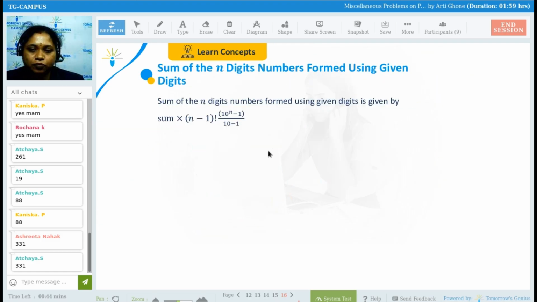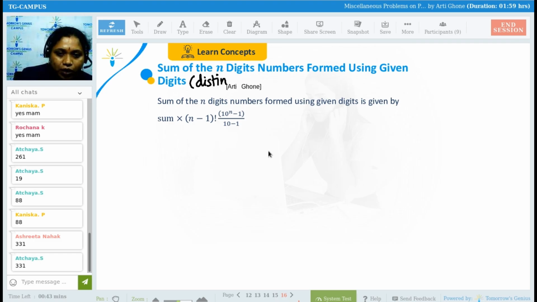Sum of n digit numbers formed using the given digits. Now we don't have a shortcut, so let's try with the first thing. These are the distinct digits required; they must be distinct. No repeated digit is working with this shortcut. Now I'll take 3 different distinct digits: 1, 7, 3. Okay, let's see this.